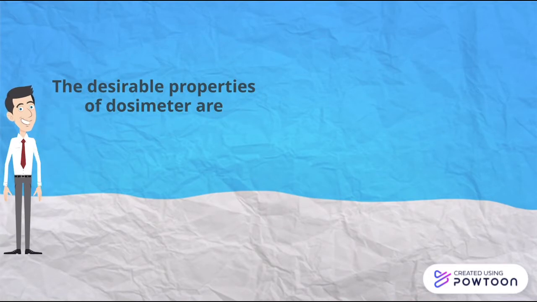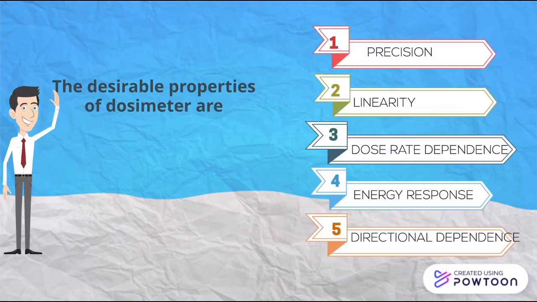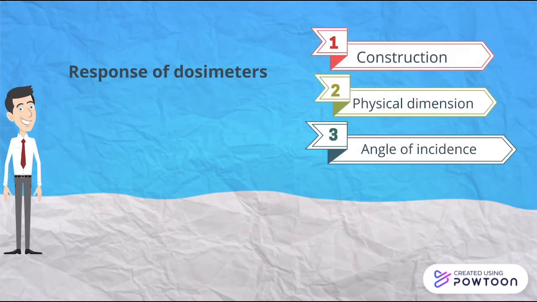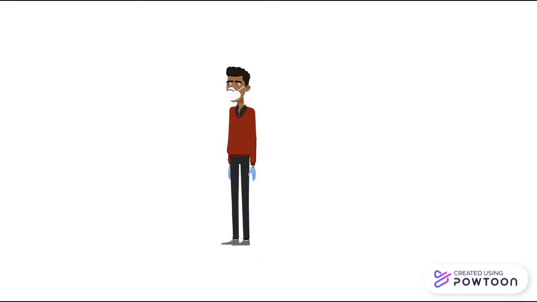The desirable properties of a dosimeter are characterized by precision, linearity, dose rate dependence, energy response, and directional dependence. However, the response of a dosimeter depends upon its construction, physical dimension, and angle of incidence of the radiation. It is imperative to quantify their desirable characteristics before the actual use and apply the necessary corrections.